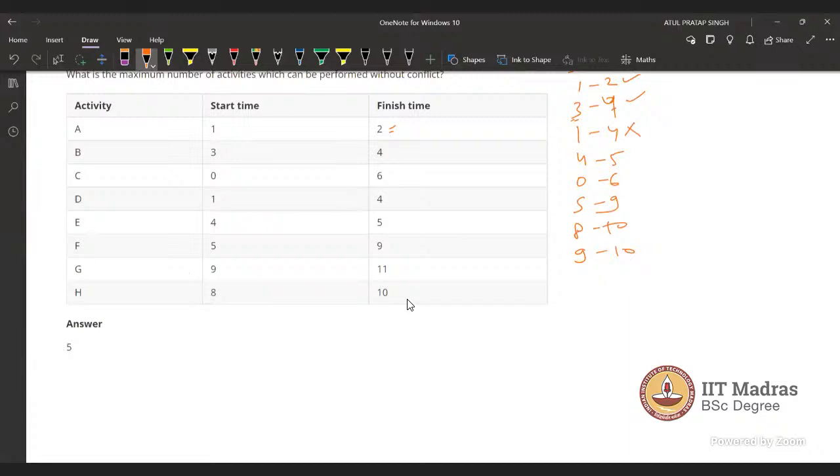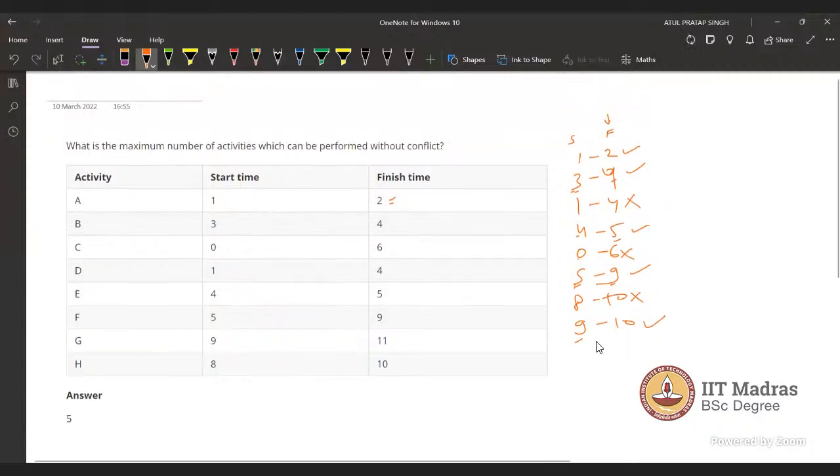Okay, so the last finish time is 4 and the next activity start is 4. So we can select this because the finish time and start time are equal. Now the last finish time is 5 and the next activity's start time is 0. So we cannot select it. Next is 5. So this matches the start time and finish time. We will select it. Now this is 9 finish and this is 8. Cannot select it. And this is 9. We can select it. So this is the total number of activities we can perform. So the total number is 5.